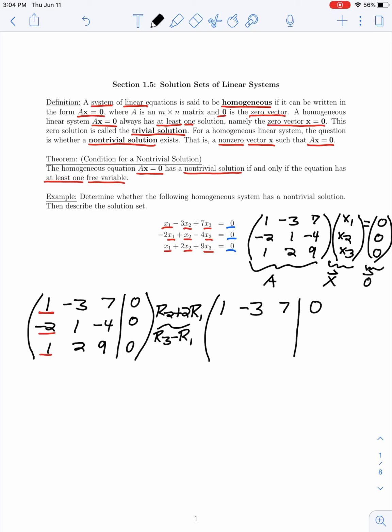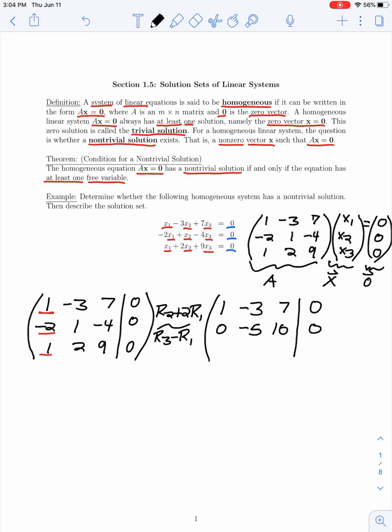When I perform this operation on the second row, I have 2 minus 2 is 0. -6 plus 1 would be -5. 14 minus 4 is 10. And then 0 plus 0 is still 0.